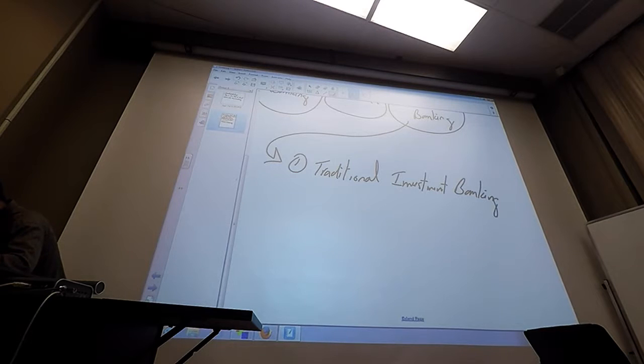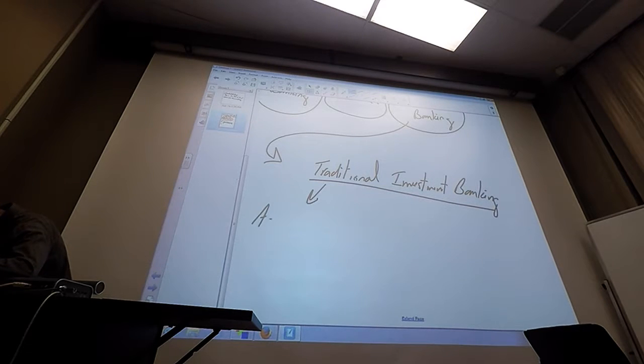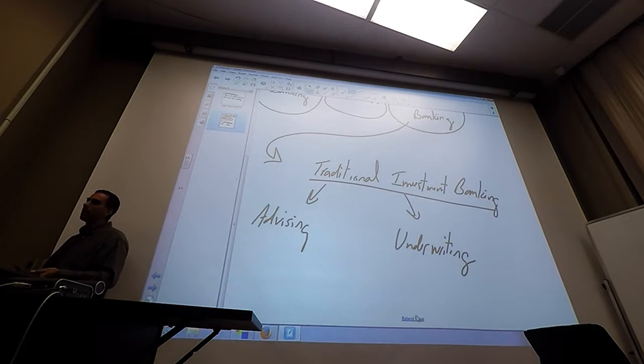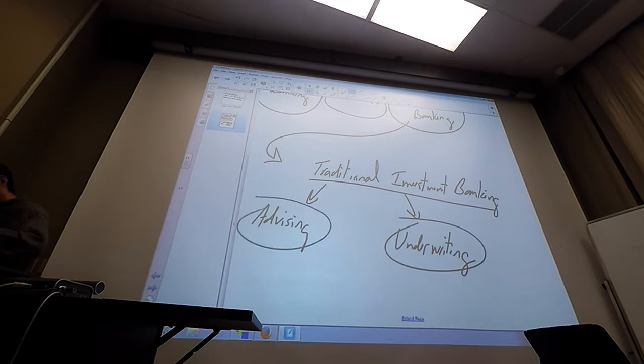On one hand, I won't number them yet, you've got traditional investment banking. And traditional investment banking has probably a couple parts to it. Not all sources would really separate them as being two separate things, because they overlap a lot. You can't really have one without the other all that much. But it would be advising and underwriting. And these are the two activities that we would traditionally call investment banking.